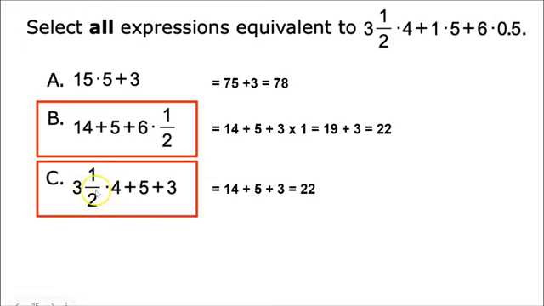And as far as this expression, we have 3 1/2 times 4 plus 5 plus 3. We already did this before, which was in the original expression, and we know that is equal to 14. And so we have 14 plus 5 plus 3, and that is equal to 22. And since it equals 22, that is equivalent to the expression listed up here. And that is how you get B and C as the correct answer.